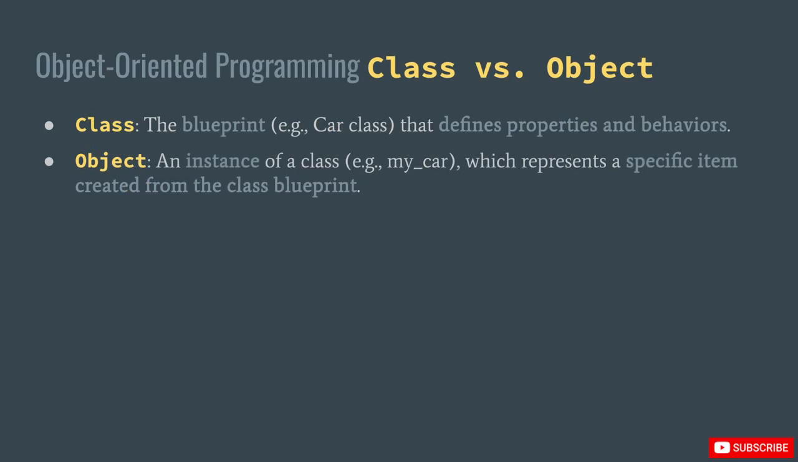It's important to understand the difference between a class and an object. A class is the blueprint. It defines the properties and behaviors that all objects created from it will share. An object, on the other hand, is a specific instance of a class. When we create myCar as an instance of the Car class, it represents a unique item built from the class blueprint, with its own set of values for each attribute.